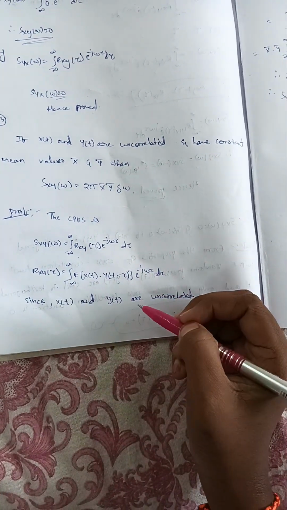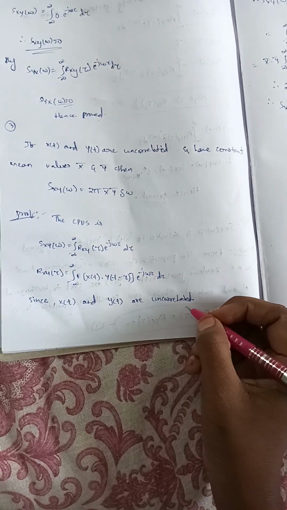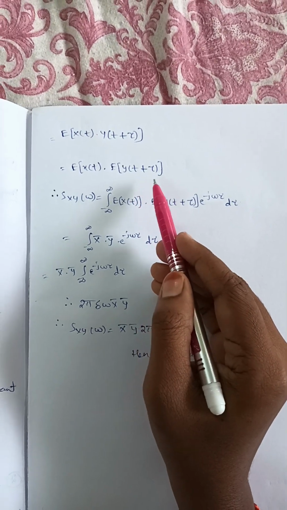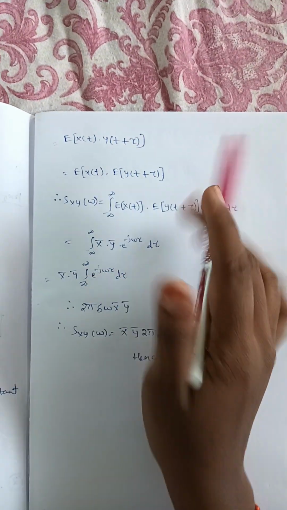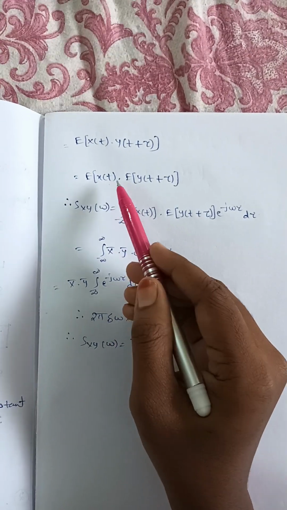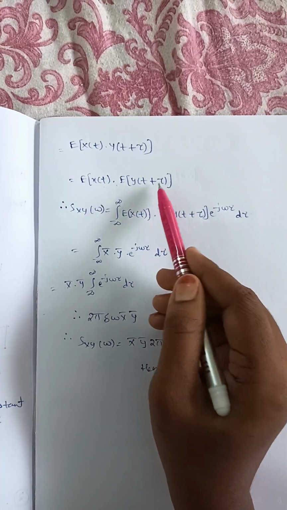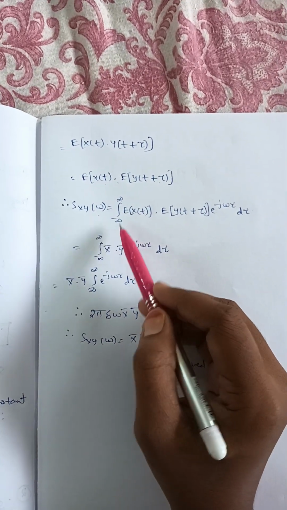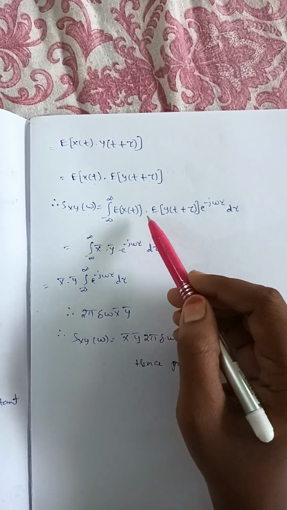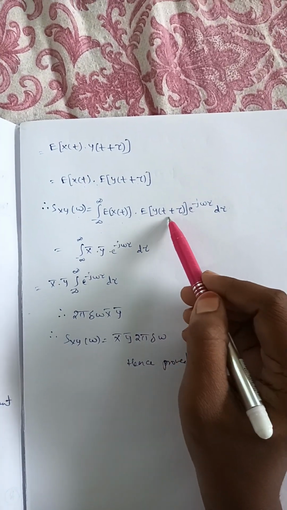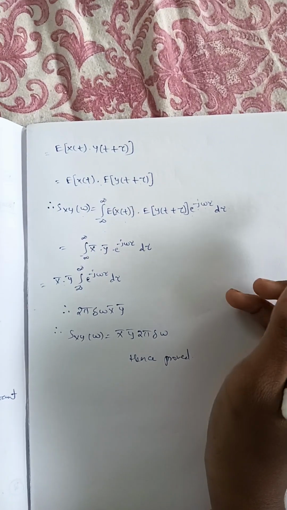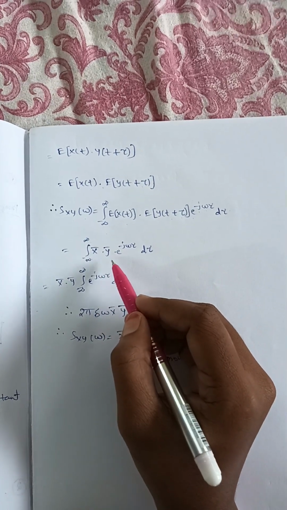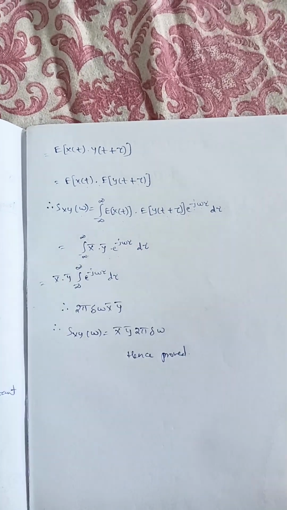Since x(t) and y(t) are uncorrelated, here uncorrelated means both are independent of each other. So, E[x(t) y(t+τ)] by elaborating this equation can be written as E[x(t)] E[y(t+τ)]. Therefore, Sxy(ω) equals the integral from −∞ to ∞ of E[x(t)] E[y(t+τ)] e^(−jωτ) dτ. That is equal to the integral from −∞ to ∞ of x̄ ȳ e^(−jωτ) dτ.